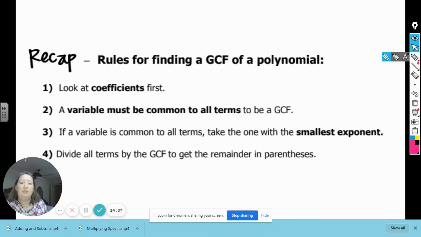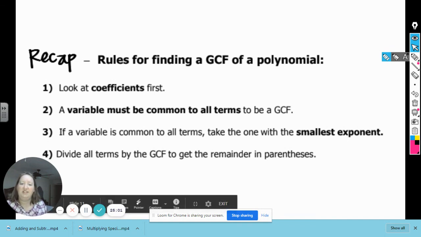Here is a recap of the rules. So look at the coefficients first. That's the numbers. See what numbers you could divide out of all of the coefficients. A variable must be common to all the terms. So that means every term has to have that variable. If a variable is common to all terms, take the one with the smallest exponent and then divide all the terms by the GCF to get the remainder in the parentheses.